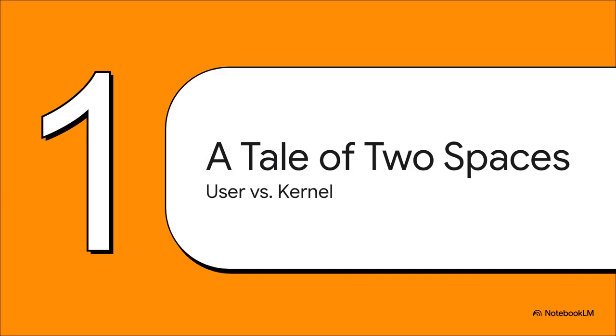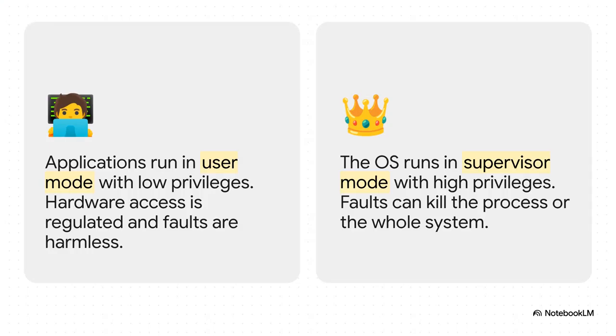Okay, so to really get how this works, we first have to wrap our heads around the OS's fundamental design. The best way to think about it is like a kingdom, and this kingdom is divided into two totally separate worlds. Each one has its own set of rules, its own privileges, a completely different way of life. So on one side, you've got user space. This is where all your regular apps live, your browser, your music player, you name it. They have pretty low privileges. And look, if an app crashes, it's annoying for sure, but the system itself is totally fine.